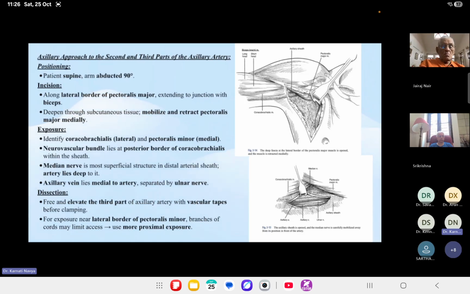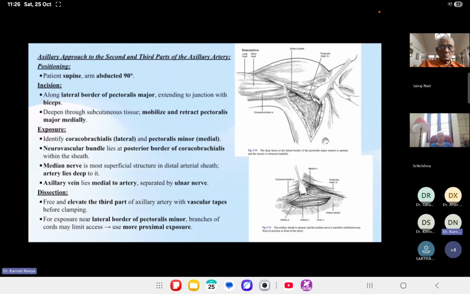Here, in the picture below, you can see the median nerve is the first nerve that is visible on opening the axillary sheath, which is retracted along with the coracobrachialis muscle. And between the axillary vein and the axillary artery is the ulnar nerve, which is separating them. So the axillary vein lies medial to the artery and it is separated by the ulnar nerve.